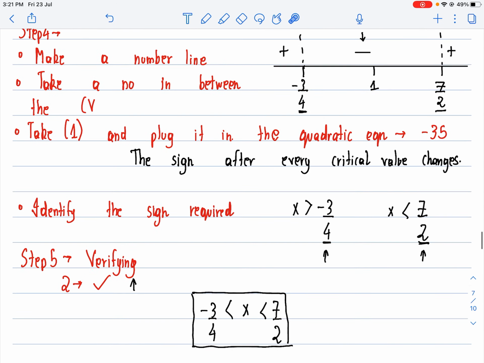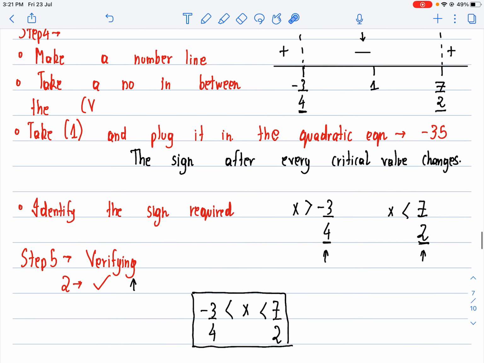Once you identify the sign which is required, you can write x more than -3/4 and x less than 7/2, and then the final step is basically verifying it. Really simple. So I think now we can move on to some past paper examples.